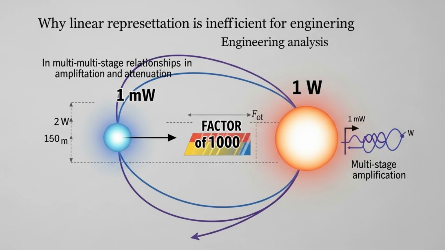For example, comparing 1 milliwatt to 1 watt requires dealing with a factor of 1,000. When multiple stages of amplification and attenuation are involved, these multiplicative relationships quickly become complex and difficult to track. This is where linear representation becomes inefficient for engineering analysis.